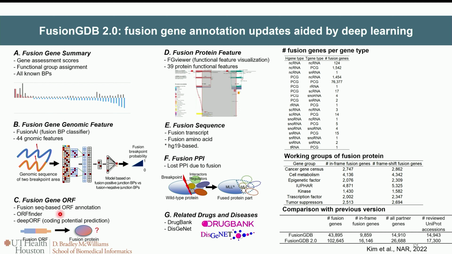And to check the coding potential, we made DeepORF. And we made FG Viewer, which is a fusion-specific functional feature visualization tool. And then we provide the full-length fusion transcript sequence and the fusion amino acid sequence. These are only available in our database. And these days, the UniProt team is importing our data into UniProt. In our database, we have 102,000 fusion genes. Out of these, when we checked the open reading frame, about 16,000 were in-frame fusion genes.